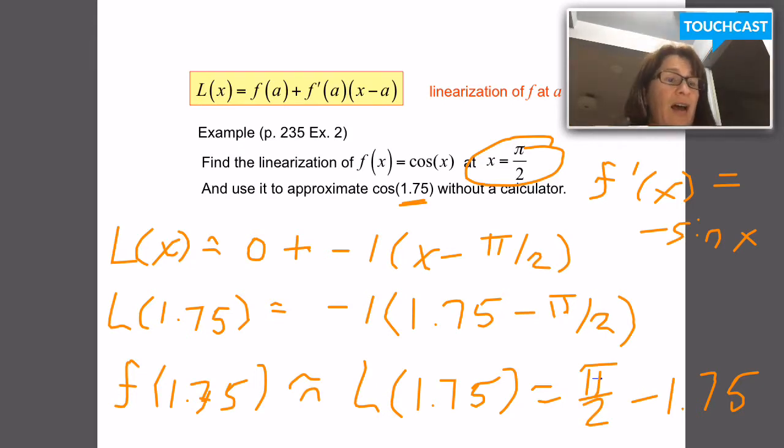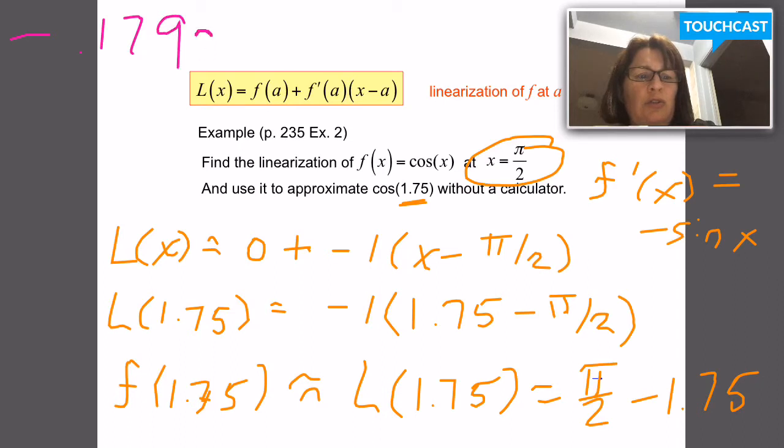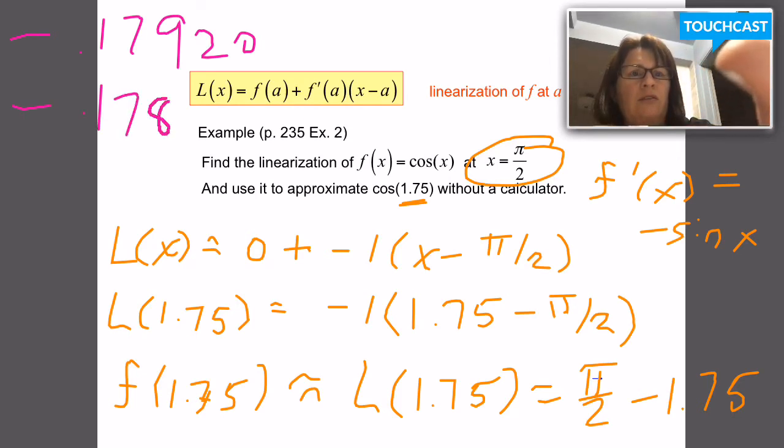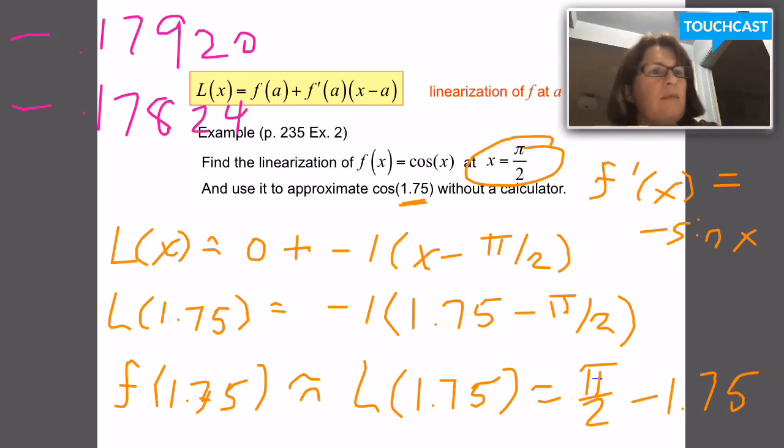All right, so just for fun, I used my calculator to evaluate pi over 2 minus 1.75. I got negative 0.17920. And I will use my calculator to find the cosine of 1.75, and that's negative 0.17824. Pretty close.